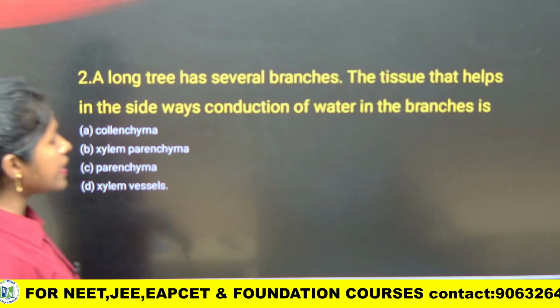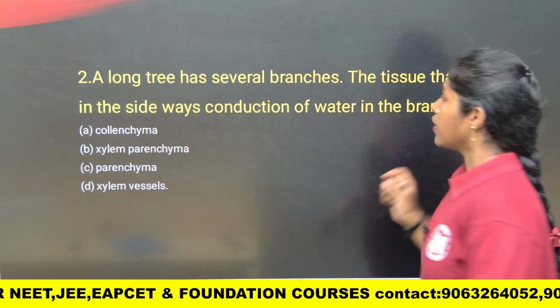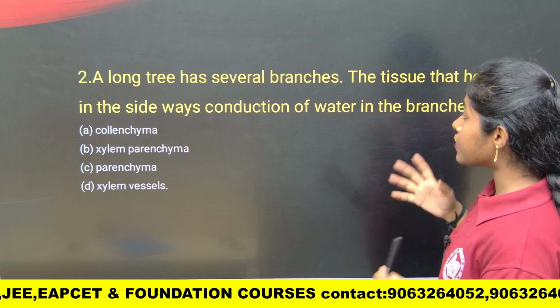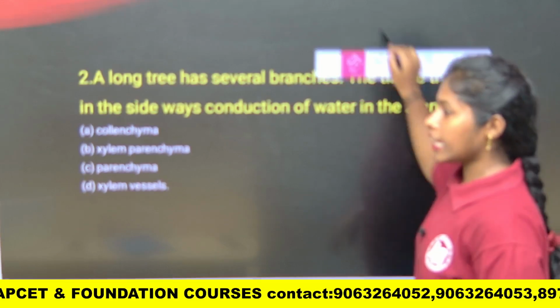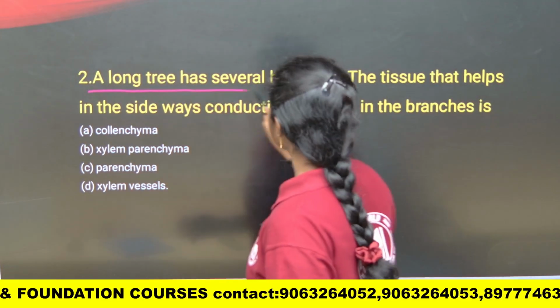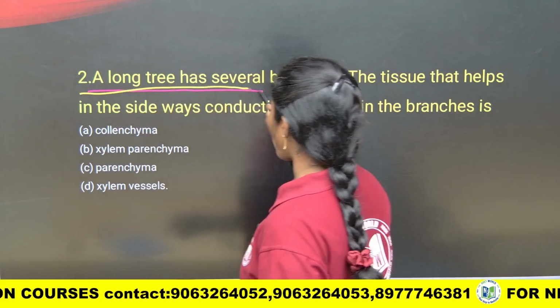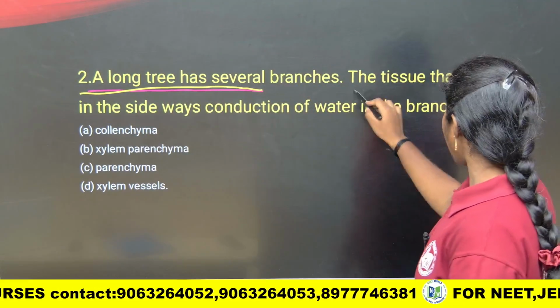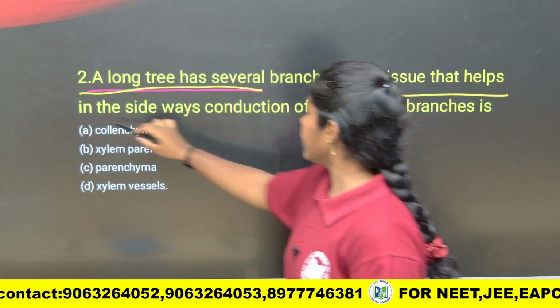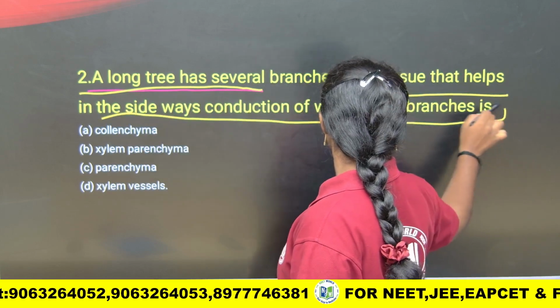Okay. Here they are asking the question. See, a long tree has several branches. They are saying a long tree having several branches are there. Here the question is saying a long tree has several branches and the tissue that helps in sideways conduction of water in the branches is.